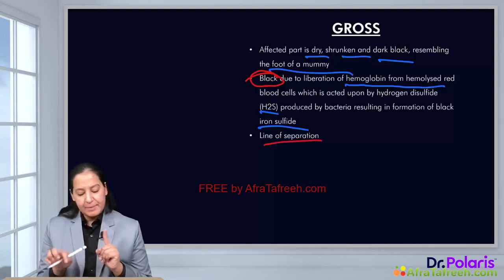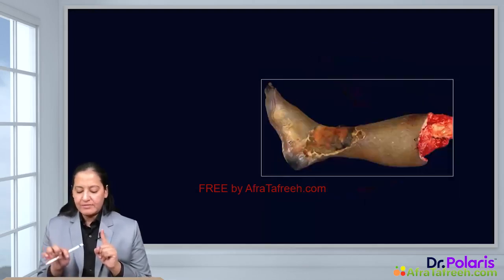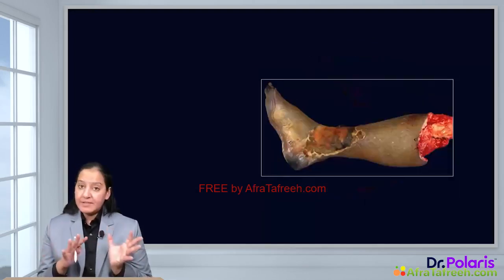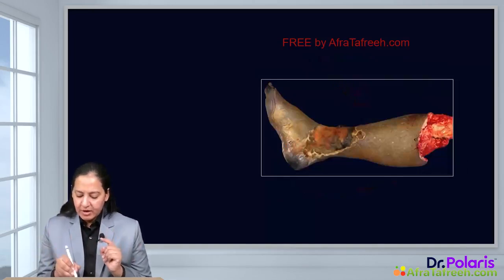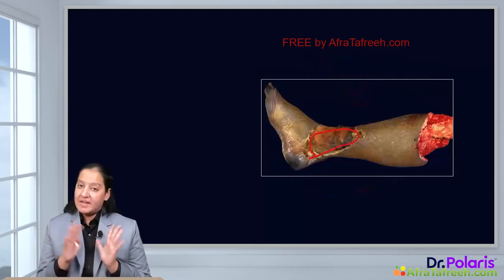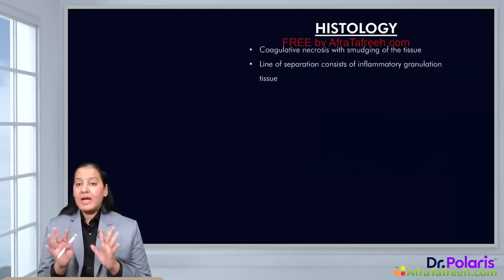There is a clear line of separation. I have already shown you the clear line of separation between the viable tissue and the dead tissue. Here also in this diagram, you can make out the line of separation between the dead tissue and the viable tissue. So that was the gross.